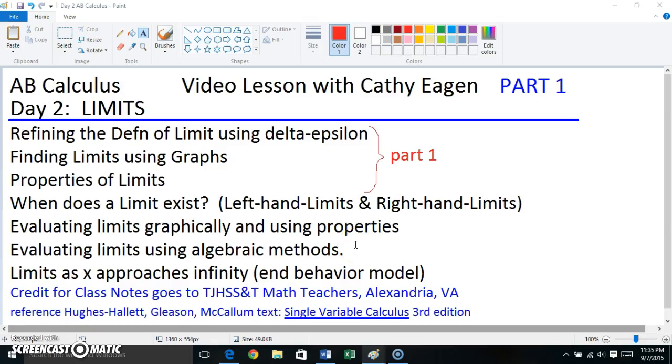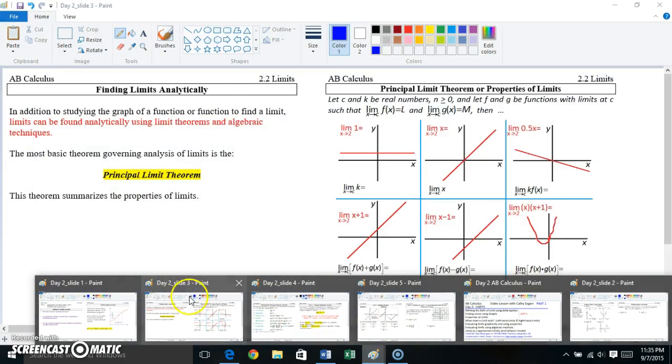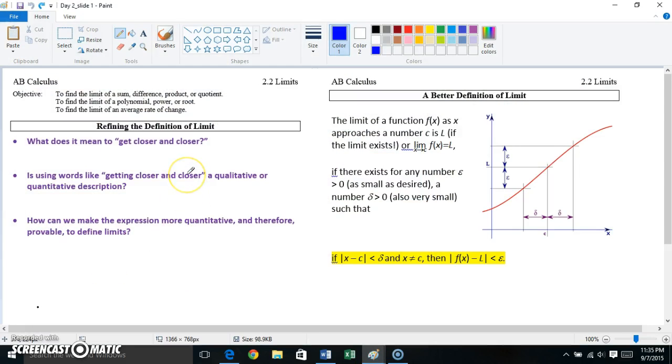Day 2, limits. Finding limits using graphs and properties of limits will be what part 1 will focus on. So we've been talking about what does it mean to get closer and closer. We've been looking at as x gets closer and closer to a certain value, say as x gets closer and closer to 2, what does y get closer and closer to? Okay?